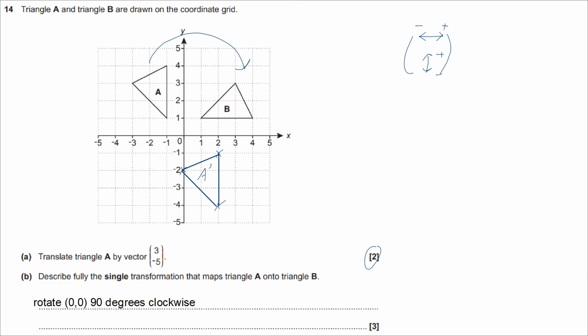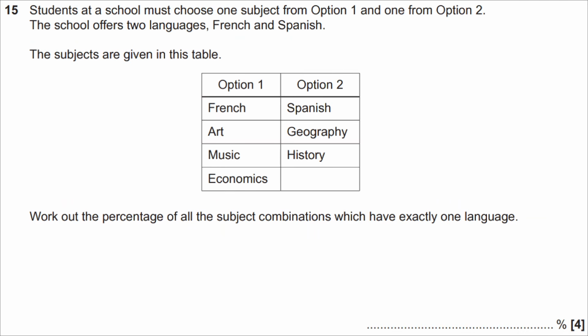So basically, if you put tracing paper over A, you drew this out, you then put your pencil on the point 0, 0 here, and then you spin the tracing paper around a quarter turn, which is 90 degrees, you would get from here to here. This is the only question that I can't really show you on these videos. But anyway, we're going to move on to question 15, which is this.